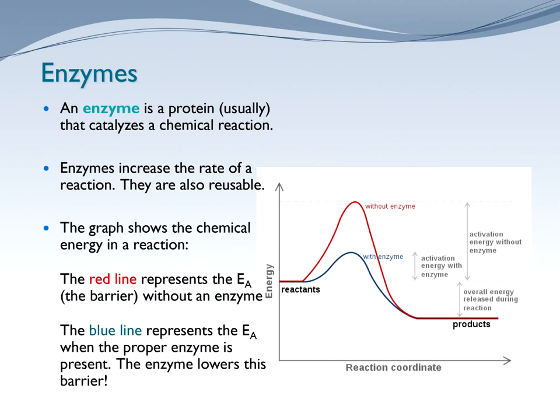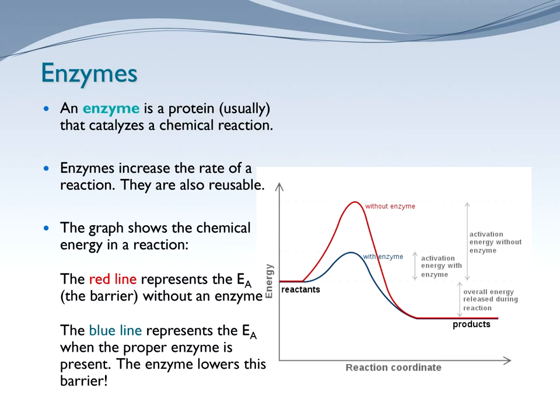An enzyme is usually a protein that acts as a catalyst for a chemical reaction. The enzyme increases the rate of a chemical reaction by lowering its energy of activation. Enzymes are also reusable. They can catalyze the same chemical reaction over and over again.